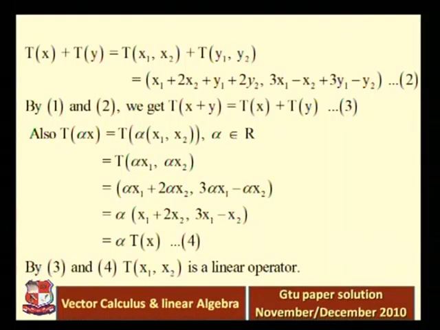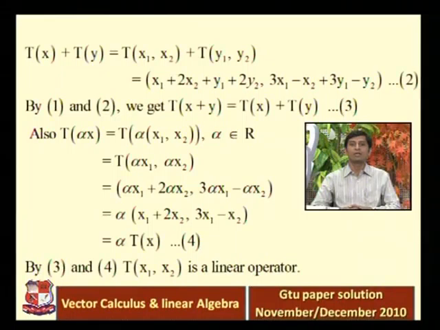Okay, now try to prove the second condition of the linear transformation, that is T of alpha x is equal to alpha into T of x. So T of alpha x is equal to T of alpha into (x1, x2), where alpha belongs to R, real numbers, that is equal to T(alpha x1, alpha x2). Use the definition of T: first coordinate plus 2 into second coordinate, so that is alpha x1 plus 2 into alpha x2, then 3 into first coordinate, that is 3 into alpha x1 minus second coordinate, that is alpha x2. Now alpha you can put outside the bracket, so alpha into (x1 + 2x2, 3x1 - x2), and that is exactly the T of x. So that is equal to alpha into T of x. So we prove simply that T of alpha x is equal to alpha into T of x.